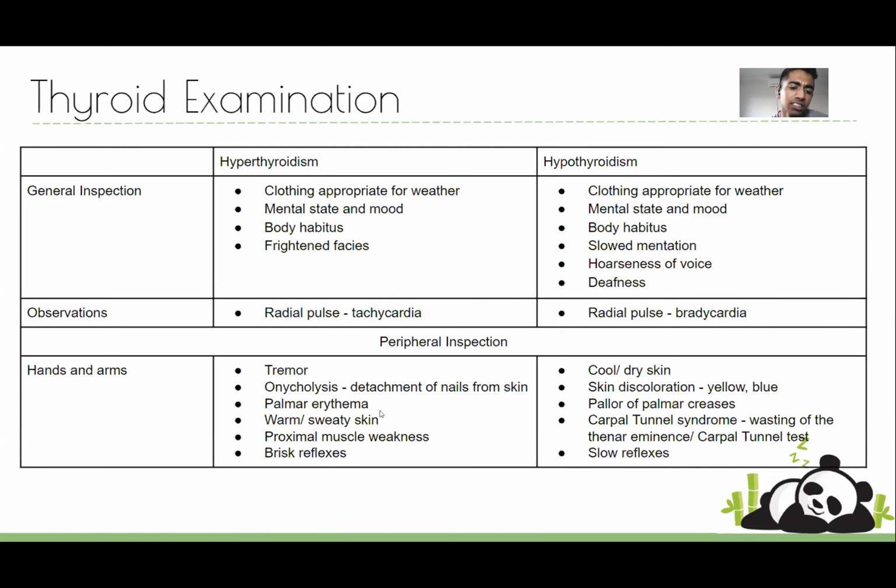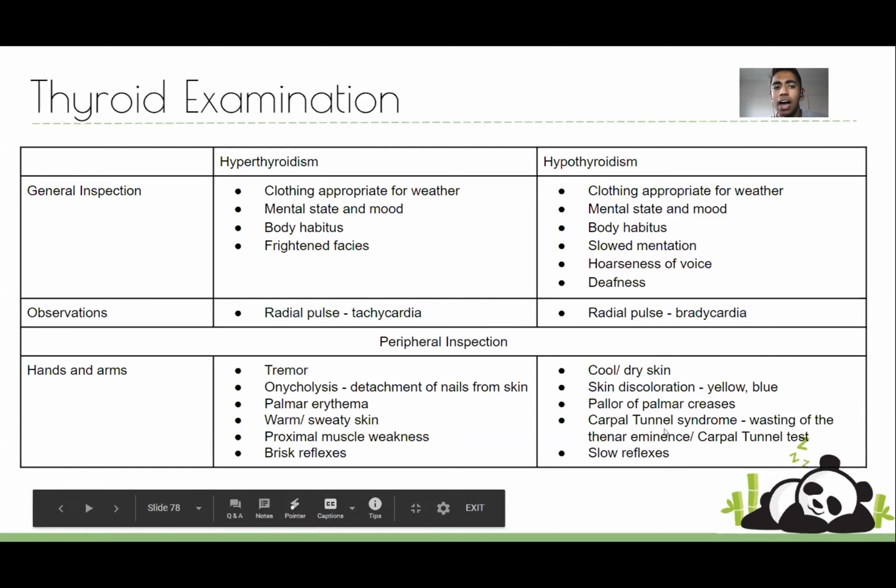So proximal muscle weakness, that can be assessed in either the arms or the legs. It depends on really what you like to do. And likewise with brisk reflexes, whatever you're feeling like. If you want to do ankle, biceps, knee reflex, they're all pretty relevant. They can all assess for brisk reflexes.